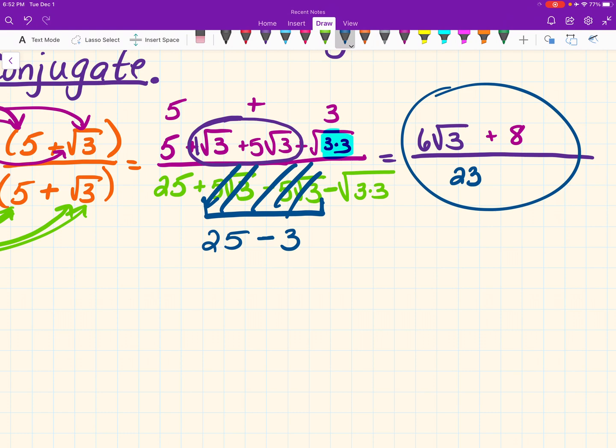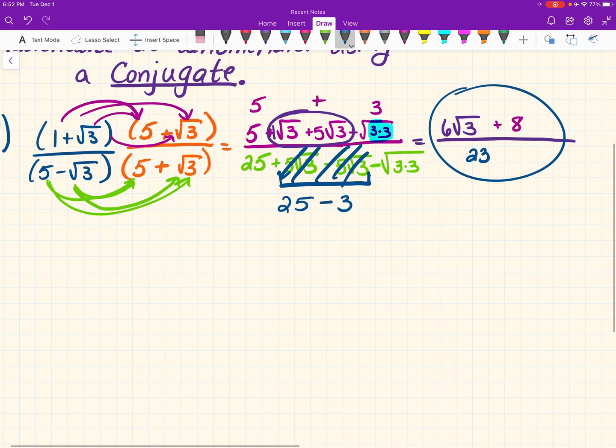Now, the only way that could be simplified more, if it was 6, 8, and then a 24, and you could divide everything by 2. But because of that 23, there's nothing that is divisible in all of these. So that's my answer.